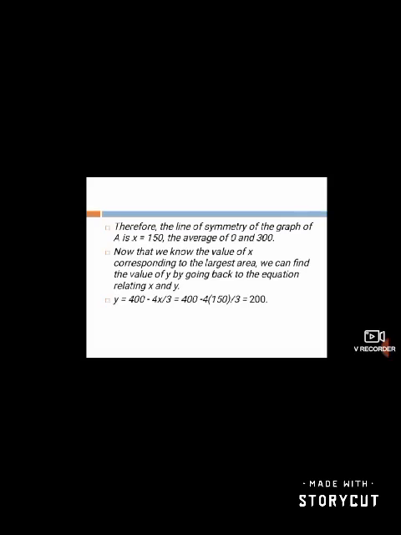Now that we know the value of x corresponding to the largest area, we can find the value of y by going back to the equation relating x and y. So y equals (400 minus 4x) over 3, which is 400 minus 4 times 150 over 3, and is equal to 200.